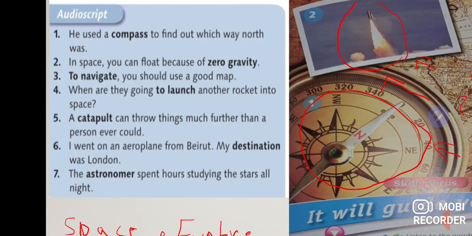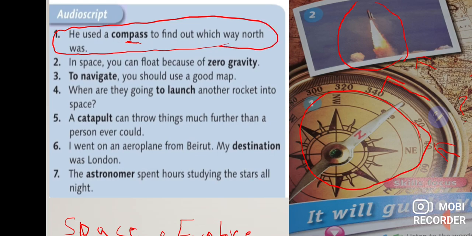This is how we translate this word from the context, from the whole sentence. Using the whole sentence, we are going to translate the word compass. He used a compass to find out which way north was. We can interpret that a compass is a machine to know where to go. So it can what? Guide us.